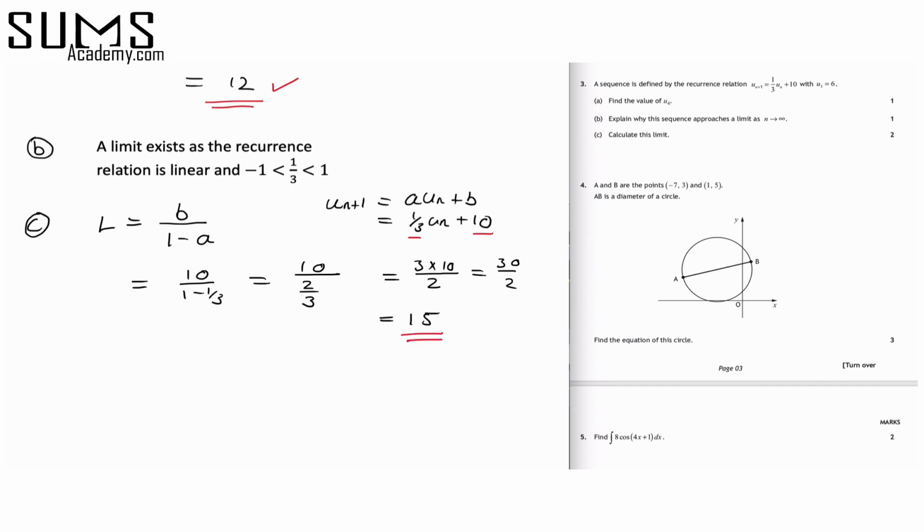So you get your marks in this one for knowing how to calculate the limit, knowing to use this expression, and then for getting your correct answer there. So it's 2 out of 2. Okay, that's question 3.